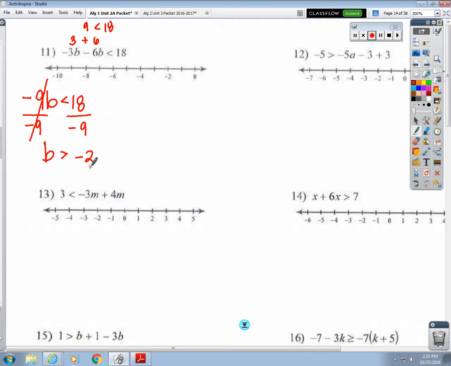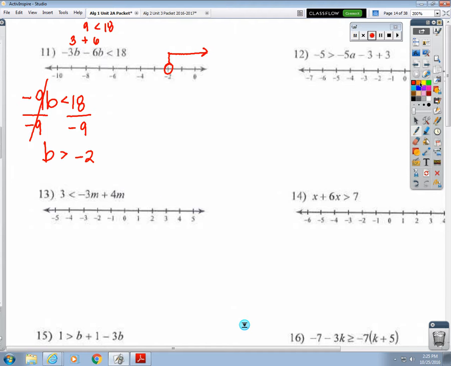So now we circle negative 2. Is it open or closed? Open, because negative 2 won't actually work. Negative 2, when plugged in, would make an 18, and is 18 less than 18? No. So that's why you keep it open, and then the rest of the solutions are greater than negative 2, which is to the right.